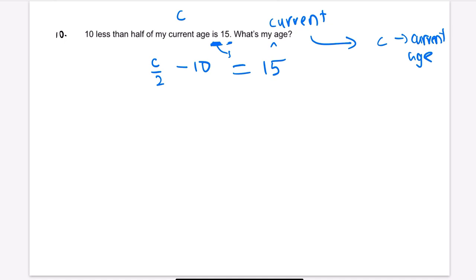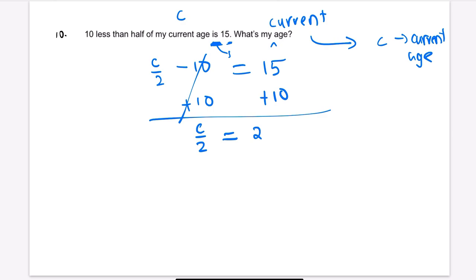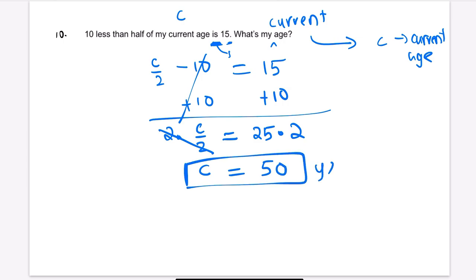Let's do that. We have negative 10 on the left side, add 10 to both sides to get rid of the 10 on the left side, and we are left with C over 2 is equal to, on the right side we have 15 plus 10, which is 25. And again multiply both sides with 2, because we have to essentially find the value of C. These get cancelled. So C is equal to 25 times 2, 50. So I am 50 years old. That's my current age. Okay.